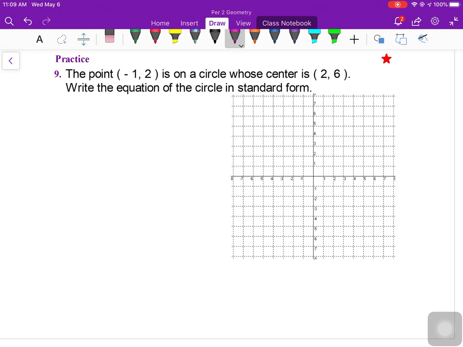Let's try one where we have to write the equation again. Here they've given us a point right here, and they've given us the center. Since they gave us the center, that's the first thing we need. Let's plot that point. Over 2 and up 6. 1, 2, 3, 4, 5, 6. The point that they gave us is -1, 2.